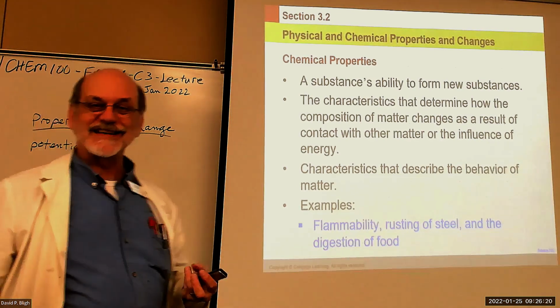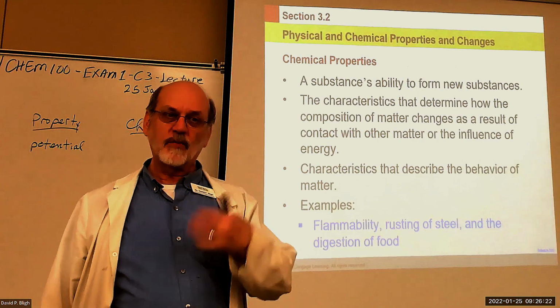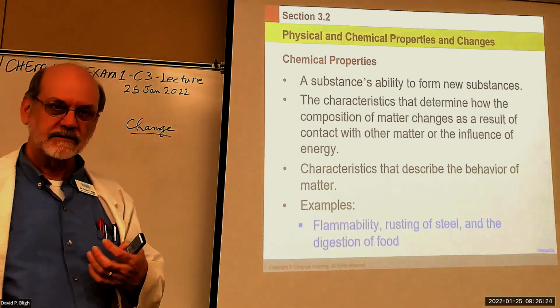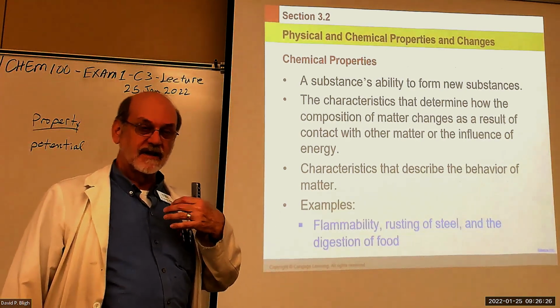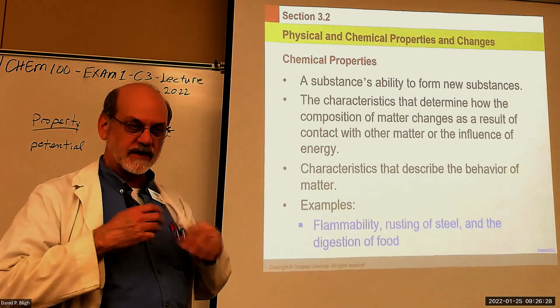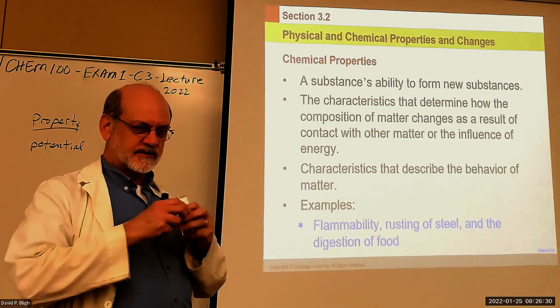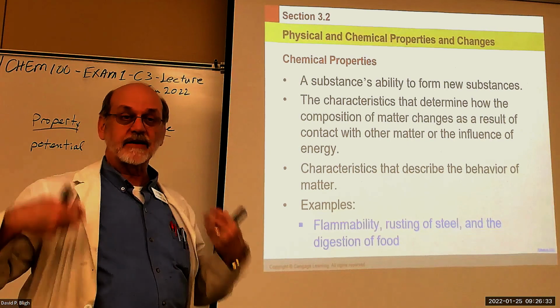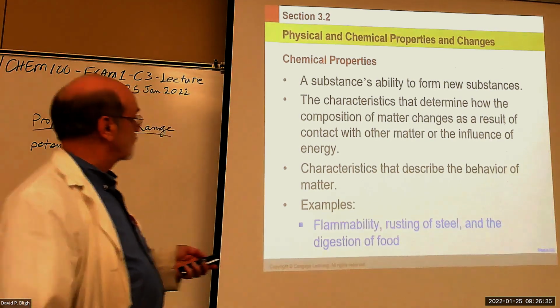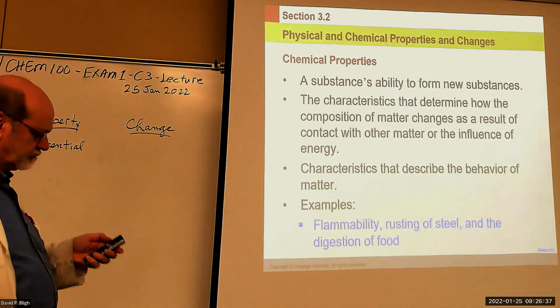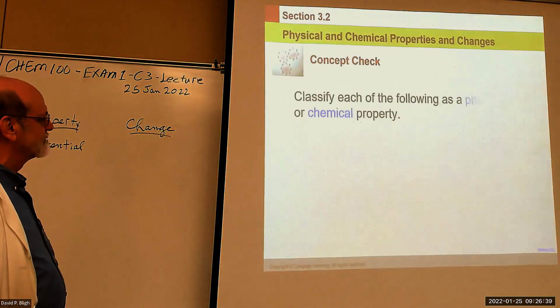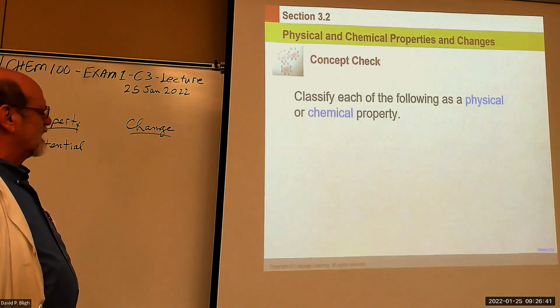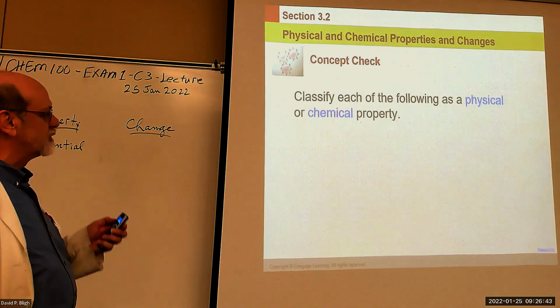Food is digestible. That's a chemical property. It can be changed. If we ingest it, then there are certain processes that go on inside which break the food down and extract energy from it. So those are chemical properties. Okay, let's see if we can classify these as chemical or physical property.